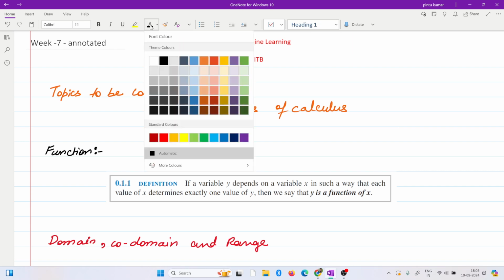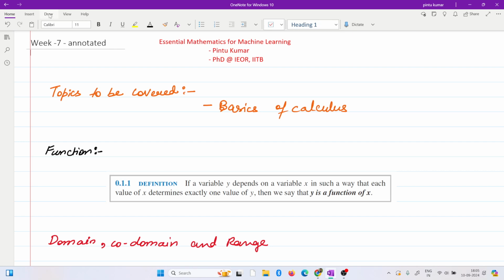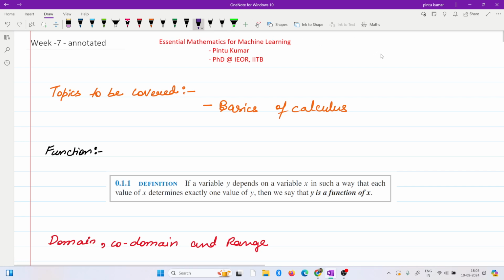From week 7, we are starting with the second half of the course. In the first half of the course, we did linear algebra. In the second half, we will do some basics of calculus that is essential for machine learning, and also some probability and statistics in later weeks. Today's lecture will cover some basics of calculus.